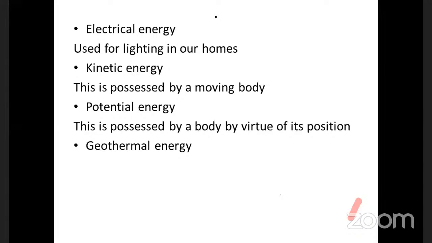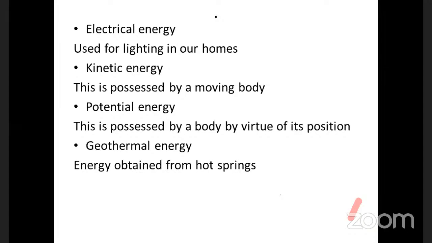Bonita is saying energy obtained from hot springs. Queen is also saying obtained from hot springs. Geothermal energy is obtained from hot springs. Those are answers people are giving me on chat as far as geothermal energy is concerned. Michelle is also saying hot springs. So the energy that we obtain from hot springs is called geothermal energy.